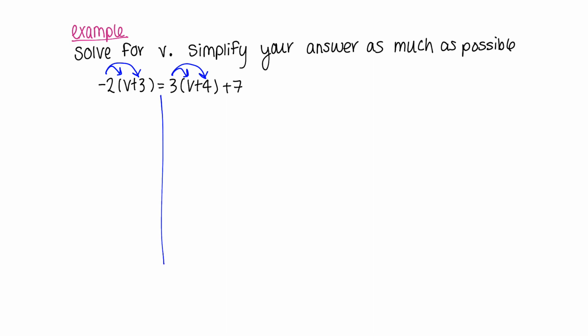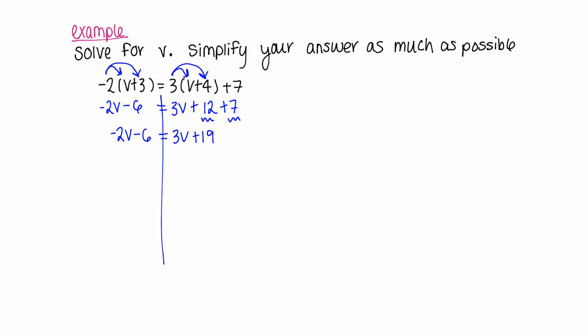All right, now -2 times v is -2v. -2 times +3 is -6. 3 times v is 3v, plus 3 times 4 is 12, plus 7. Combining any like terms, there's none on the left, but on the right-hand side, we have this 12 and this 7. So I will leave the left alone. 3v, 12 plus 7 is 19, so plus 19.